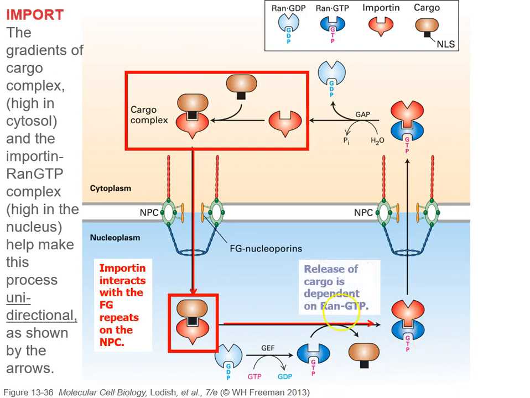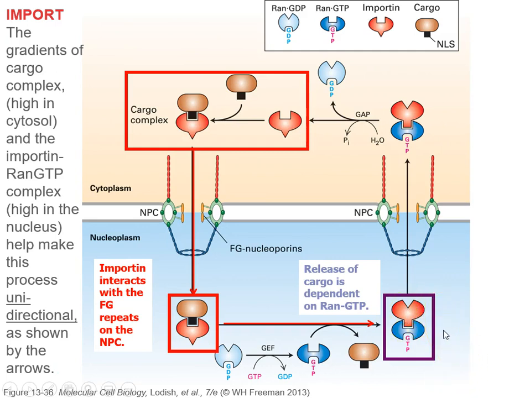The release of the cargo is actually dependent on RAN GTP. If you can't convert the RAN GDP to the GTP form, you can't release your cargo. So this part has to happen. We've released our cargo, and it's going to go off and do whatever it does, but now we have to complete the cycle.